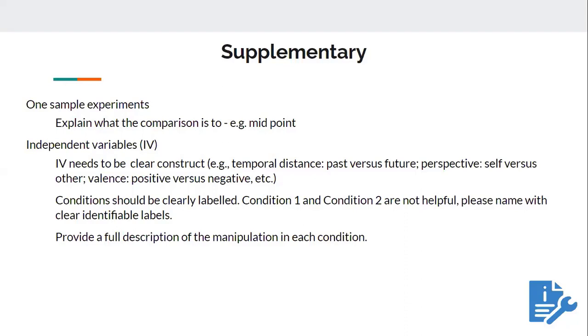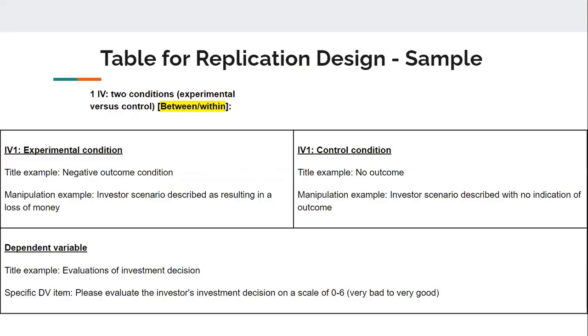Please provide a full description of the manipulation in each condition, to provide information about the scenario presented to the participants. This is a sample. As you can see, there's a control condition and an experimental condition. The data highlighted here states whether the design is within subject or between subject.